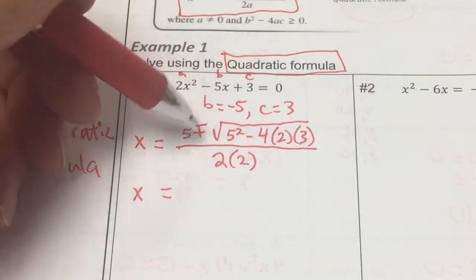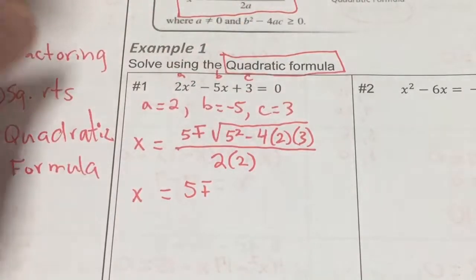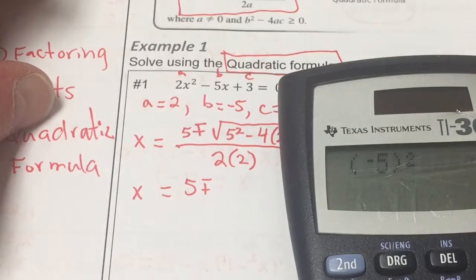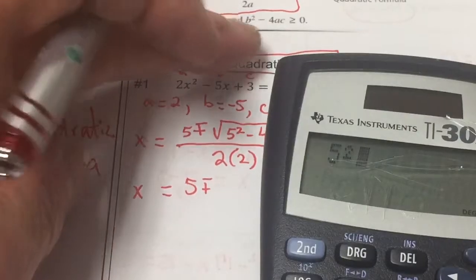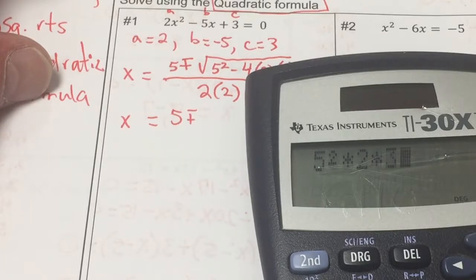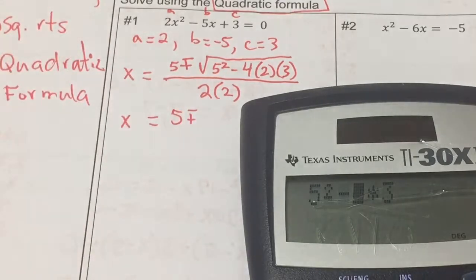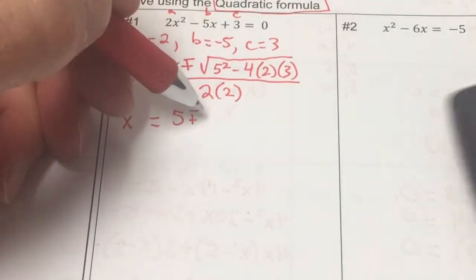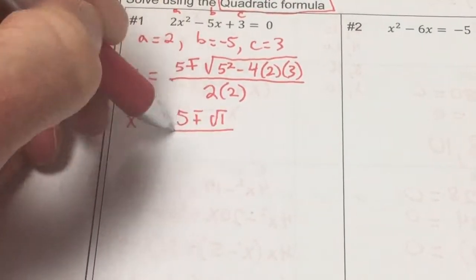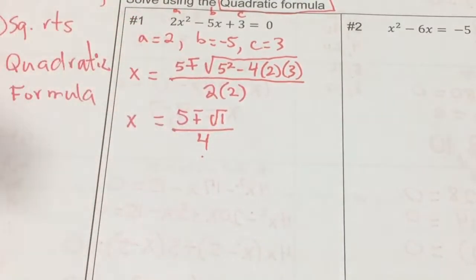What I would do first is do the operation that is under here, 5 squared minus 4 times 2 times 3. So clear that, and I'm going to say 5 squared, minus 4 times 2 times 3. And you get 1. So this is the square root of 1, which is easy. And on the bottom I have 2 times 2, which is 4. So this became 4.